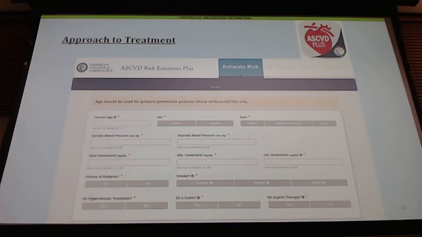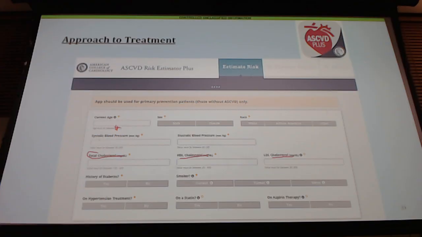And when you go to calculate your patient's 10-year ASCVD risk, the information you're going to need to plug in is what's their age. The limitation of this calculator is the patient needs to be at least, this should be 40. It says 20 here, but it should be 40. Interesting. What's their gender? What's their race? What's their blood pressure? What was their total cholesterol? What's the HDL component of it? And what's the LDL component of it?